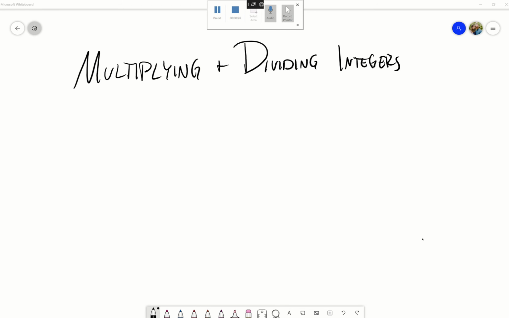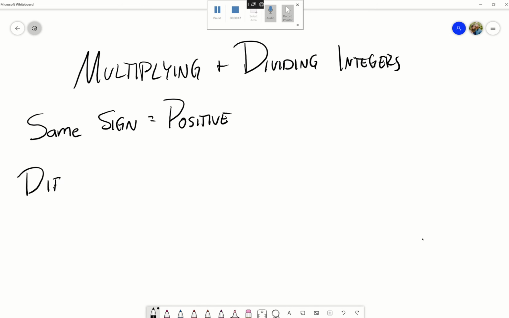Okay, and our rules are: same sign. If we're multiplying and dividing and we have the same sign, our answer is positive, always. If the numbers have the same sign, our answer is positive. If the numbers have a different sign, our answer is negative. Okay? In all things, multiplying and dividing, these rules work.